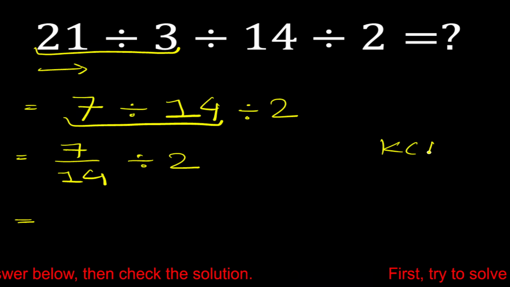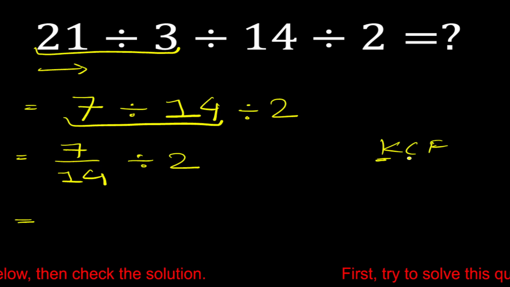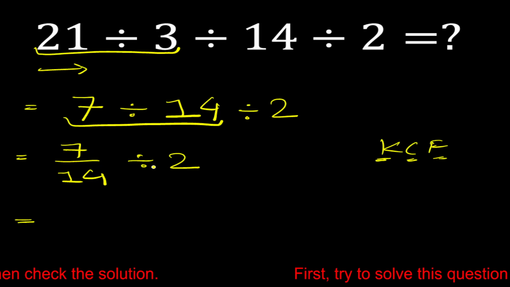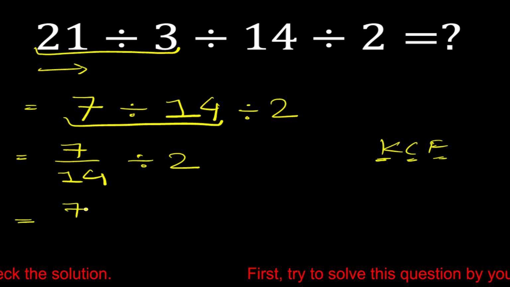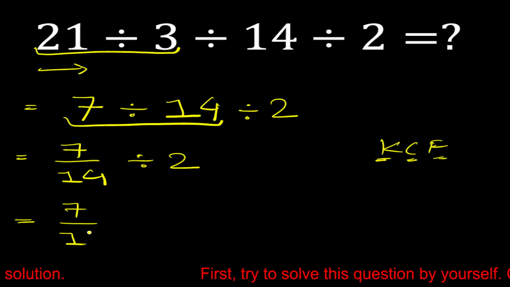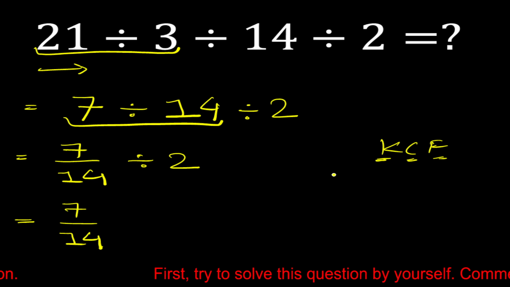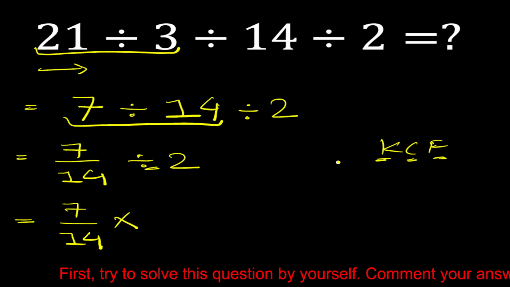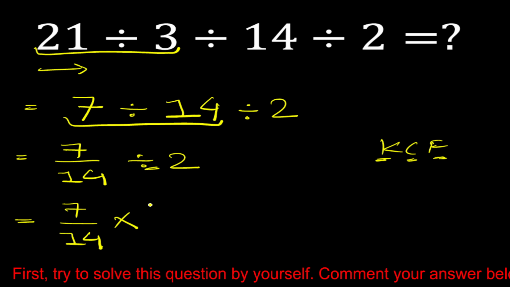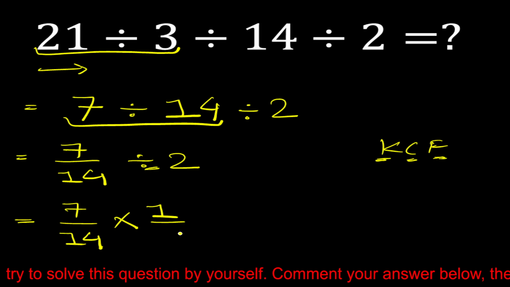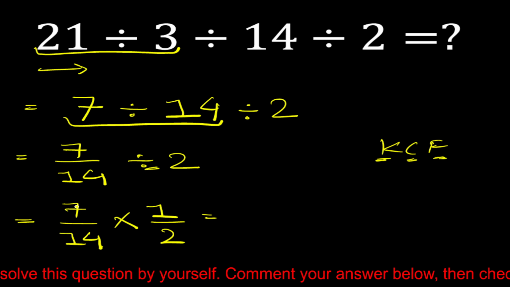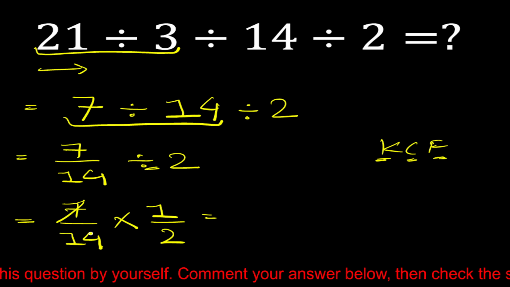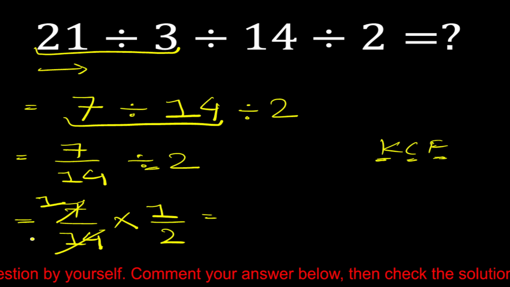Now according to the KCF rule, K means keep, C means change and F means flip. So keep this 7 by 14 as it is. C means change this sign from division to multiplication. And F means flip this fraction: 2 is equal to 1 by 2. So 7 by 14 is equal to 1 by 2.